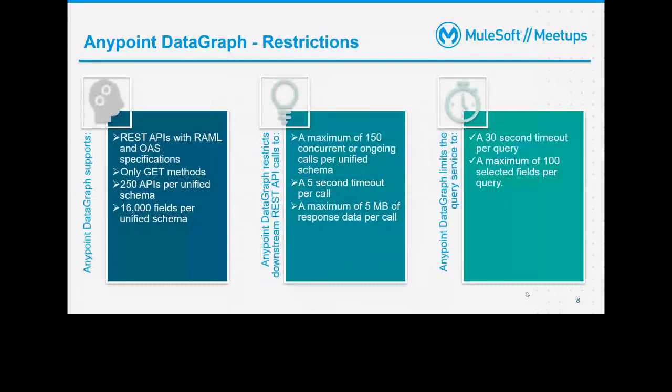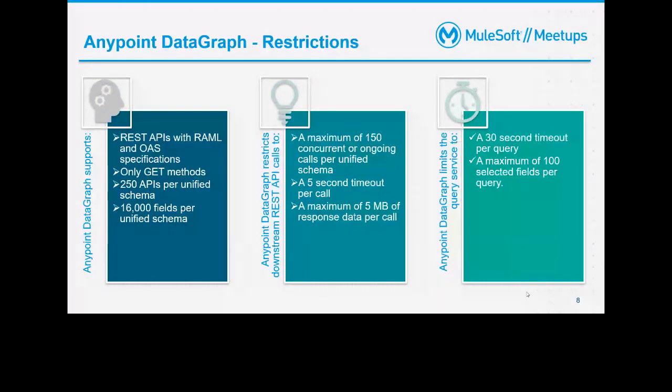Okay, everything comes with some restrictions. Anypoint Data Graph requires that your API must be in RAML or OpenAPI specification. That's the first requirement. It only supports the GET method. GraphQL supports all the HTTP methods, but Anypoint Data Graph currently only supports GET. It doesn't support POST, PUT, PATCH, DELETE, or any other method.